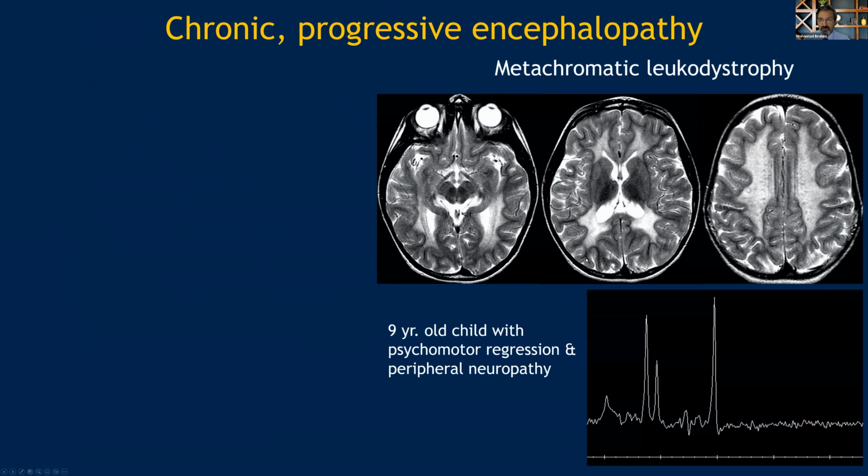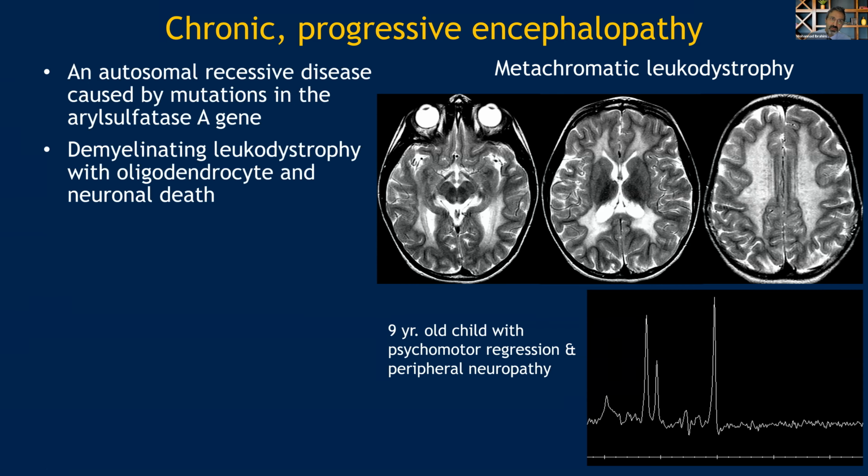This is classically patients with lysosomal disorders. Here's a patient with metachromatic leukodystrophy. You can see the classic imaging feature, extensive diffuse T2 signal involving the cerebral white matter, with relative sparing of the basal ganglia. There is what we describe as a striated pattern. However, keep in mind that this is not specific to metachromatic leukodystrophy and can be seen in other disorders.